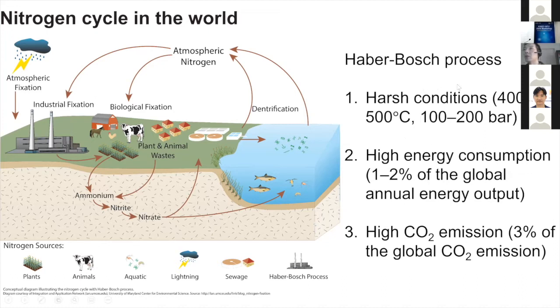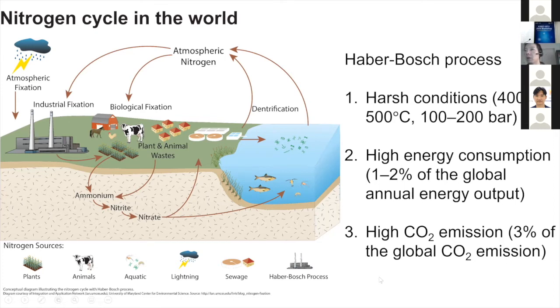However, it's under so-called harsh conditions. The temperature is high and the pressure is high. By estimation, this process contributes 1 to 2% of global annual energy consumption, and also accounts for 2 to 3% of global CO2 emission. So if there's any innovation that can reduce the energy consumption and CO2 emission in this nitrogen fixation or ammonia production process, that will be very useful.